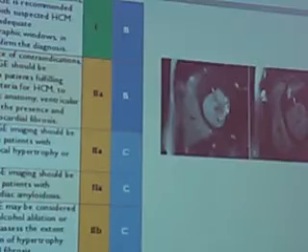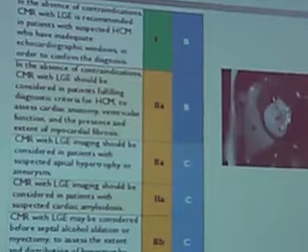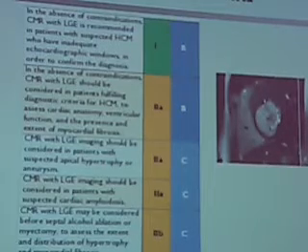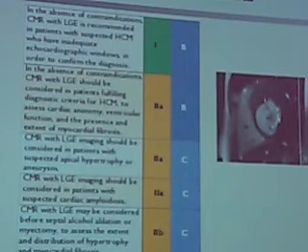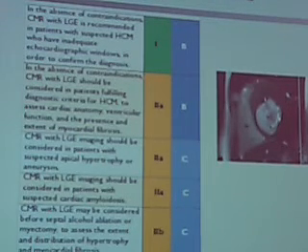What about cardiac MRI? Unfortunately, I do not have the time now to be very specific, but as you can see here, there are different categories of patients and cases, and accordingly you have to use the cardiac MRI. For example, in the absence of contraindications, CMR with late gadolinium enhancement is recommended in patients with suspected hypertrophic cardiomyopathy who have inadequate echocardiographic windows in order to confirm the diagnosis. And here the indication is 1B.